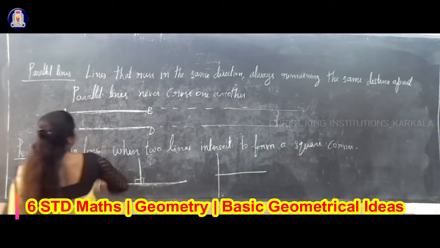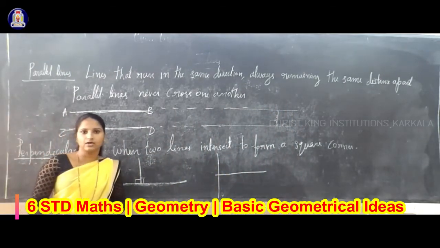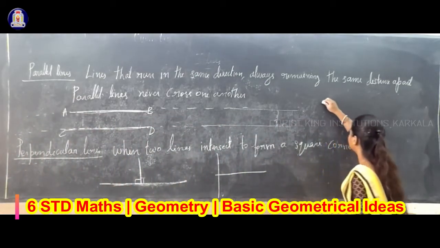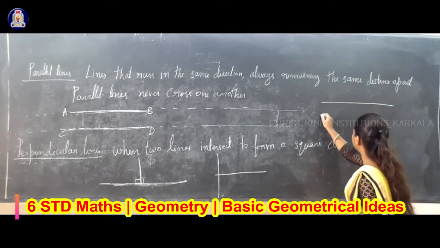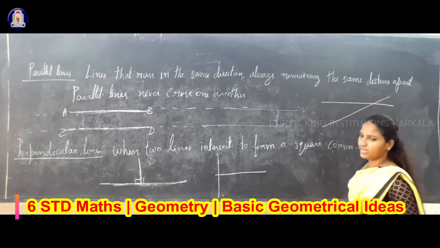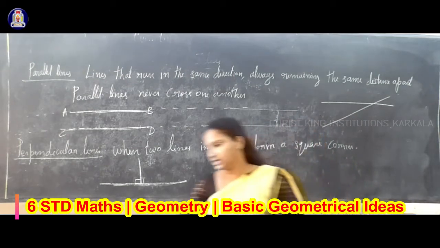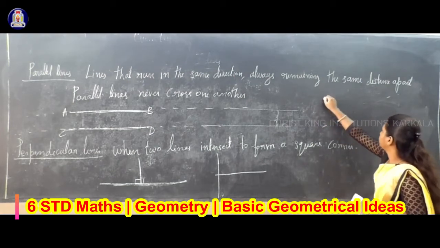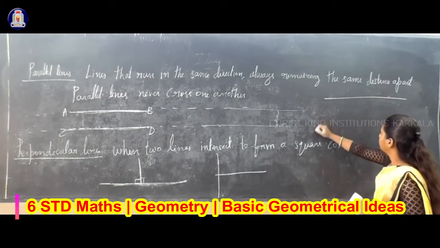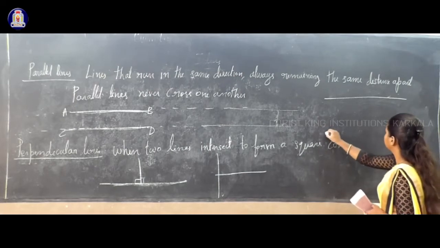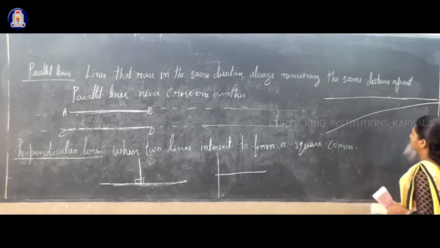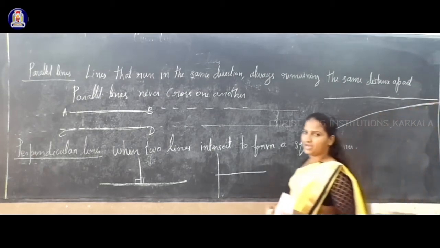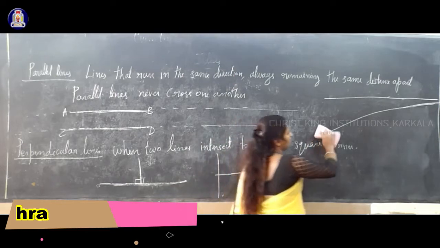Clear? So parallel lines never cross one another. If I draw a straight line and another line like this, is it parallel? No. This is intersecting lines, not parallel lines. Similarly, if I consider line segment AB and draw another line at a distance like this, and extend the lines like this, is it parallel? No, this is also not parallel lines.